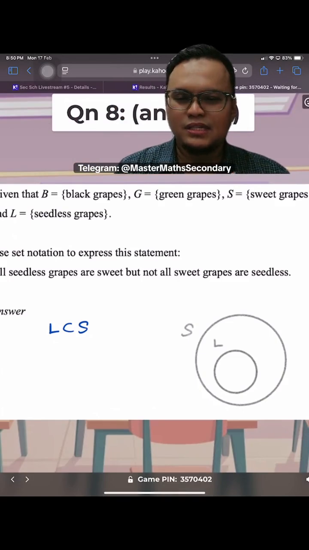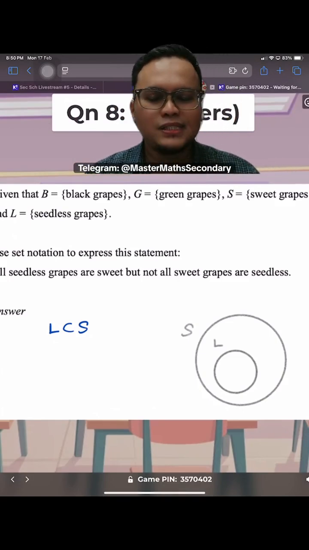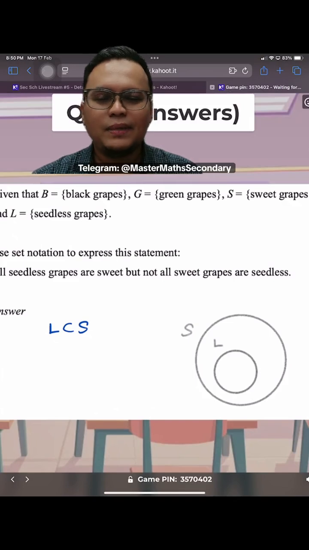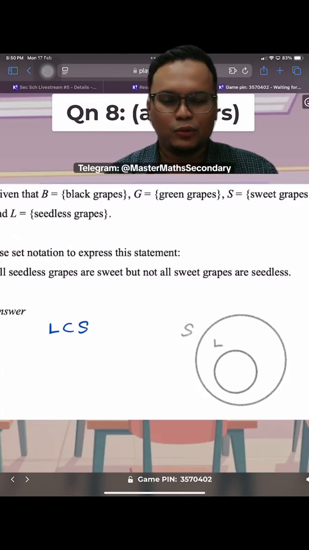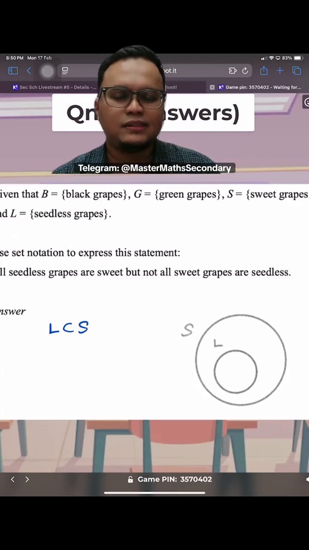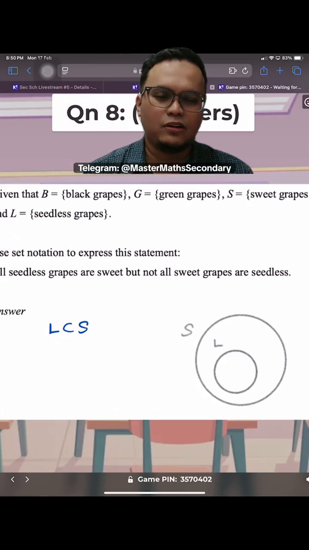So this means that you have L as a proper subset of S, because the elements of L are also found inside S, and the set L is a smaller set. So we say that L is a proper subset of S.